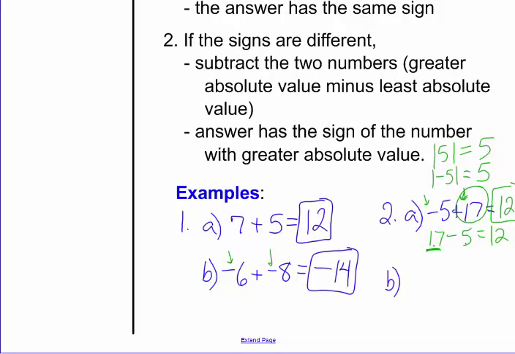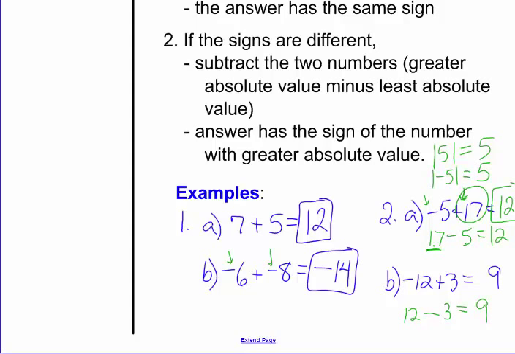2b, negative 12 plus 3. So we do the absolute values again. The absolute value of negative 12 is just 12. The absolute value of 3 is 3, and you subtract the two numbers because the signs are different. Okay, we have a negative there and a positive there. So you're going to subtract the two numbers. 12 minus 3 is 9. So it's going to be 9 for your answer.